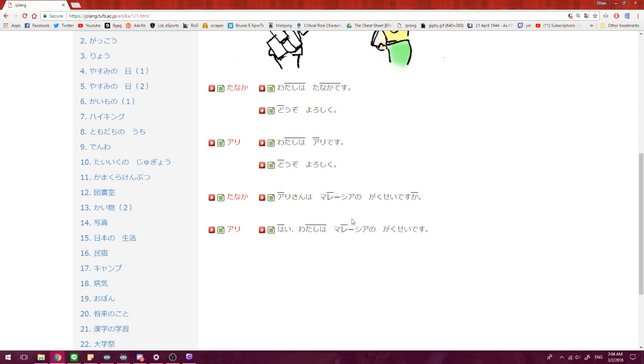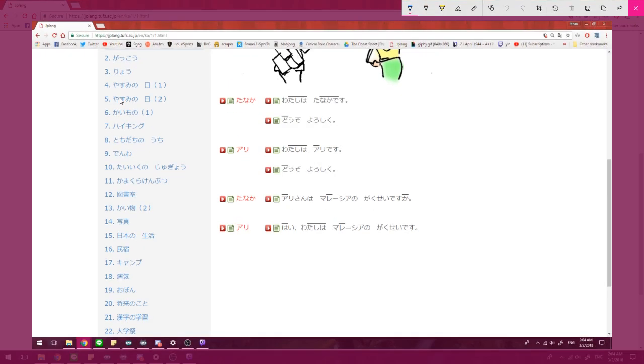Okay, and then he replies with the last sentence here. Hai, watashi wa Malaysia no gakusei desu. So, I put the mouse capture back. Hopefully, you guys see it. Yeah, it should be somewhere there. So now he replies hai, right? Hai is a new word.